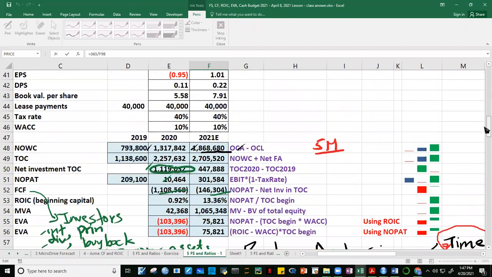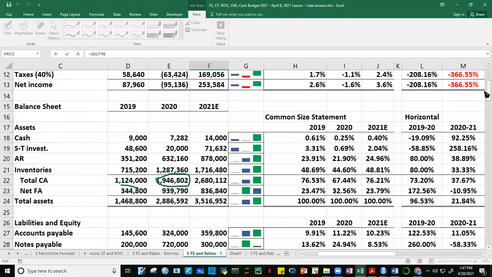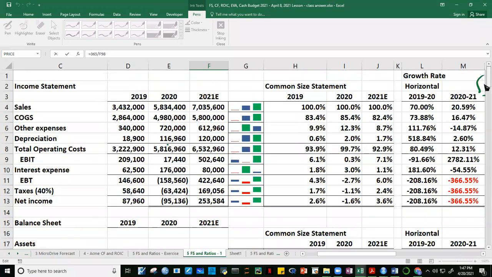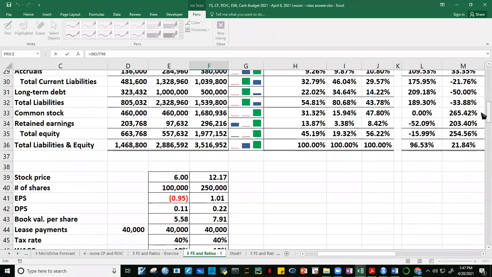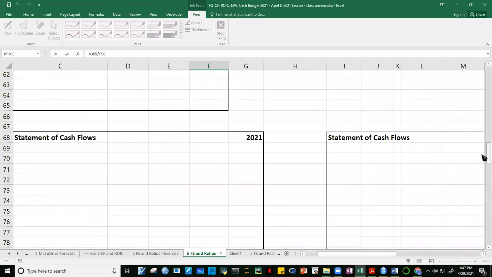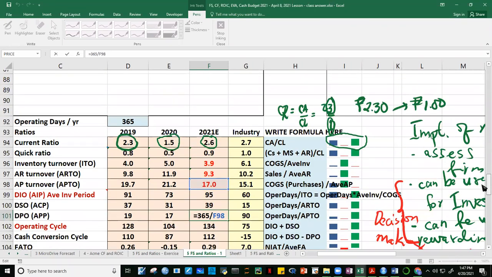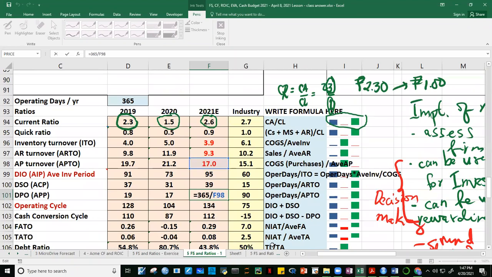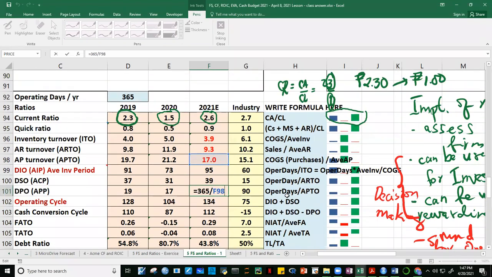F98. Mukhang may mali tayo dito. Saan yan? Where is F9? Sorry. Ito na pala. No? 365 divided by apto. Our apto is this one. 17. Sorry. Pero ito, wait. Tama to. Average. Okay. Days payable outstanding, 22.